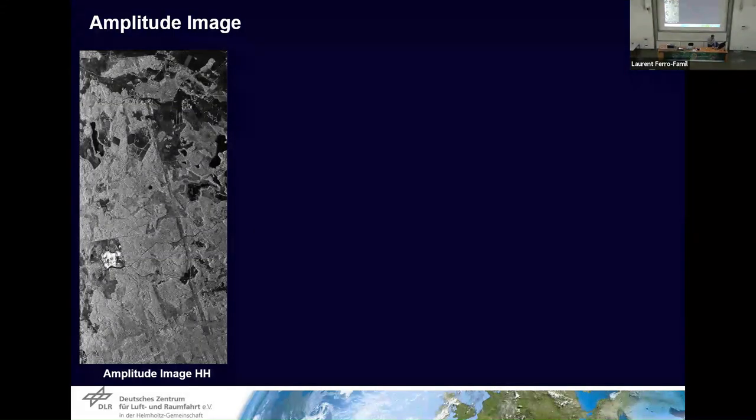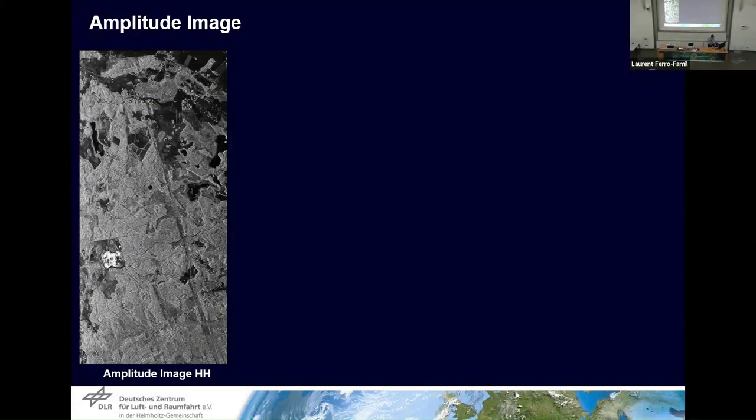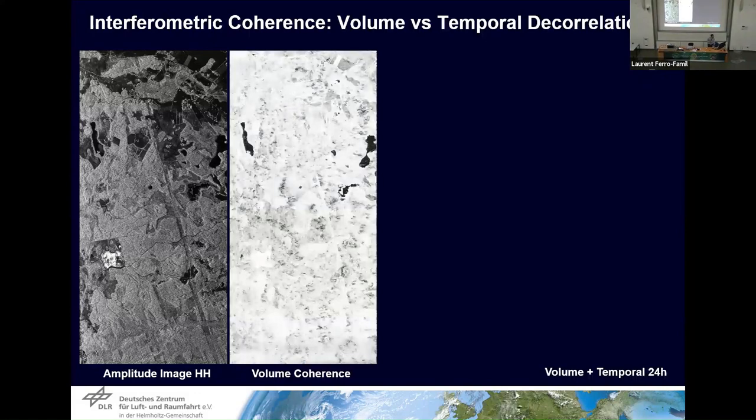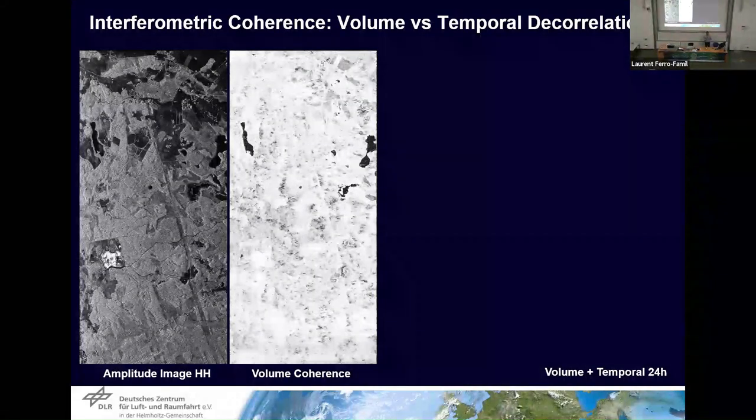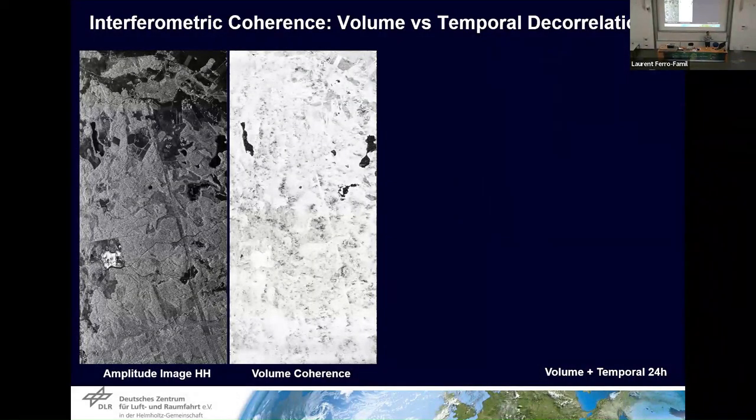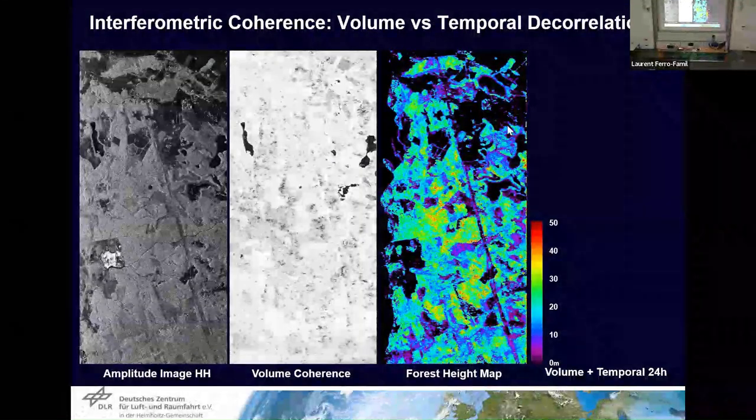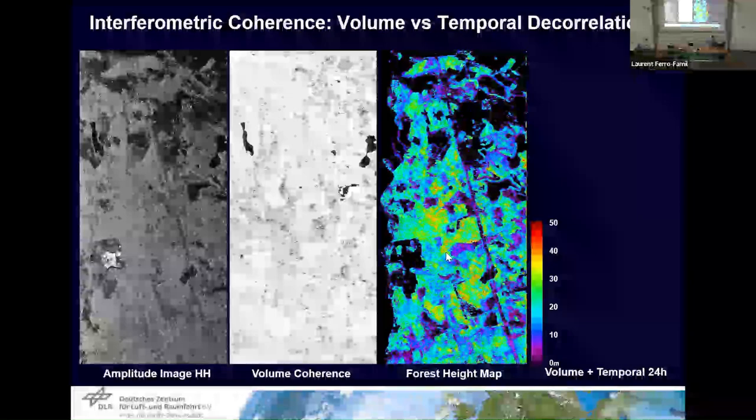So let's start, for instance, from this amplitude image. That's your volume coherence. This is what we saw before. Your baseline here is short enough, so in principle you still distinguish between surfaces and volumes. What happens now, this is, of course, your scene, so your height map, as the LiDAR sees it.